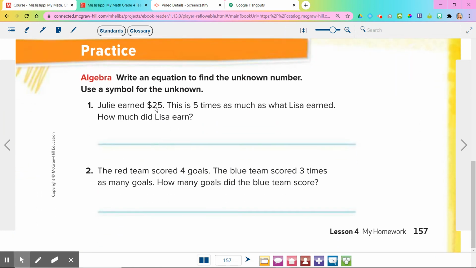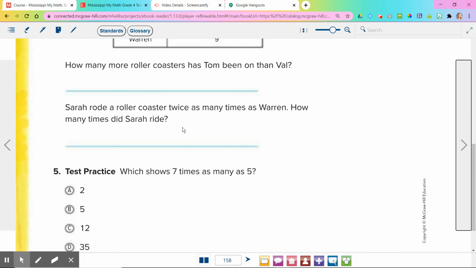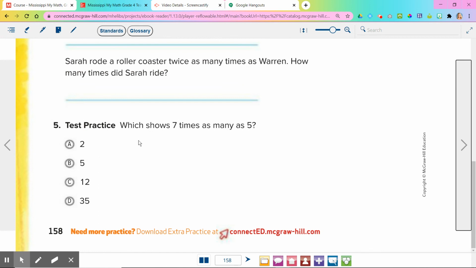Make sure that for every problem that you have to do on homework, you write an equation with a variable. You even need to write an equation with a variable on number 5, and I'll give you a space where you can do that.